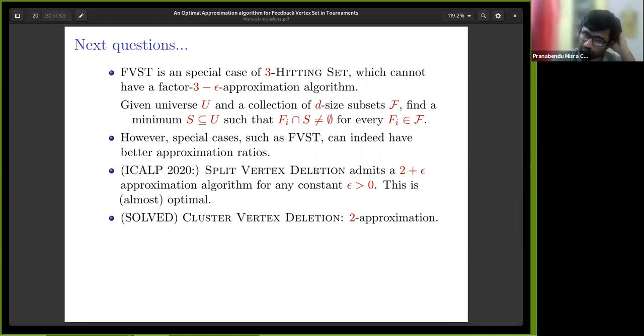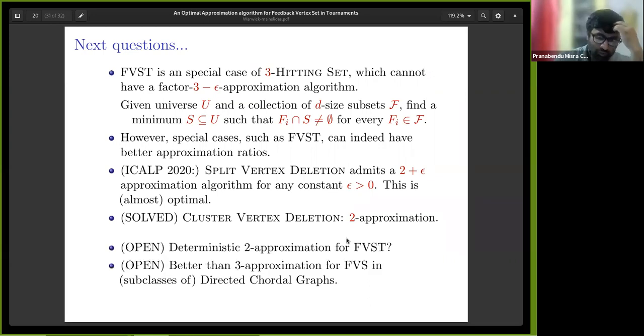So using some structural properties of split graphs, you easily get a 2-approximation, well, a 2 plus epsilon approximation for this problem. Then another special case was cluster vertex deletion, which was also recently solved. So what is open essentially is getting a deterministic 2-approximation algorithm for this problem.